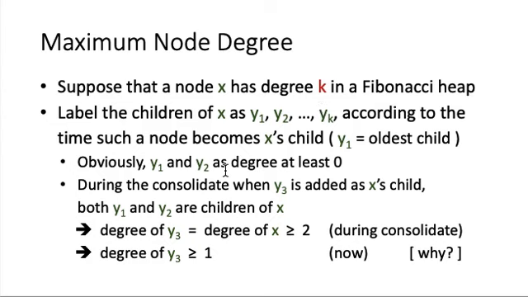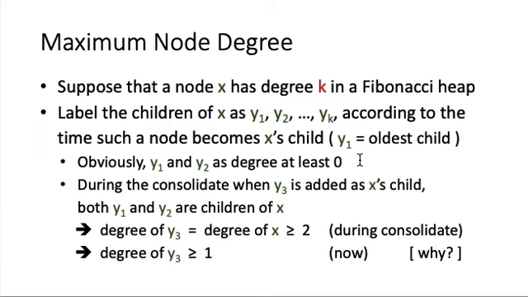Now, let us take a look at what has happened to each of these nodes from the point that it is linked to x until now. We want to look at the degree of y1, the degree of y2, and the degree of yk now. First of all, each node here, no matter what happens, has degree at least 0. Because if it is a single node, it has degree 0. If it has some child, the degree is at least 0. So y1 and y2 will have degree at least 0.